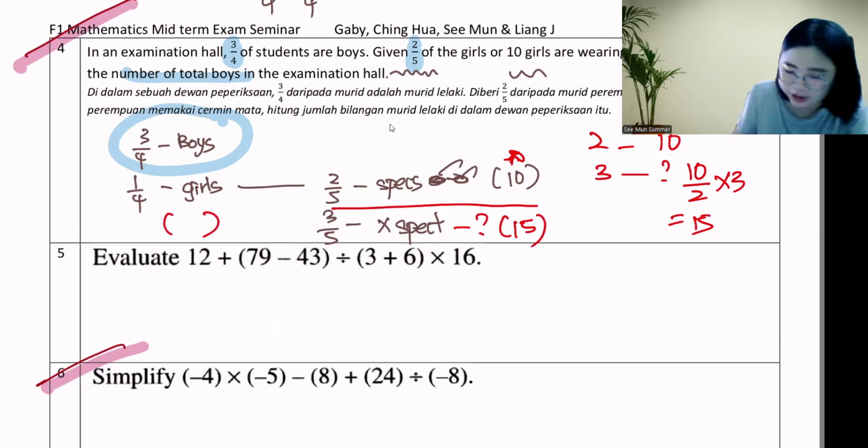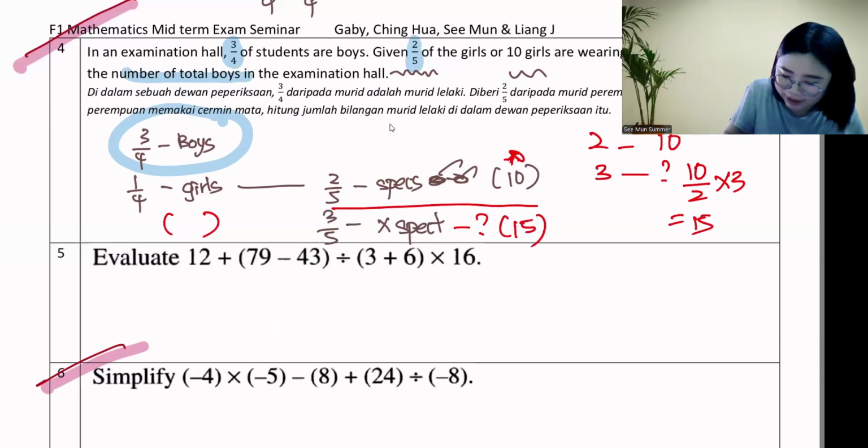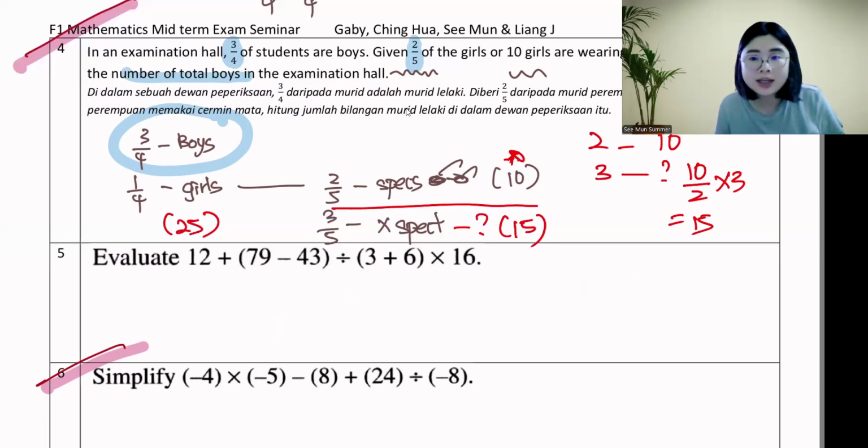And then further on. So how much is girls? How much is girls? So 15 plus 10, so it equals 25.